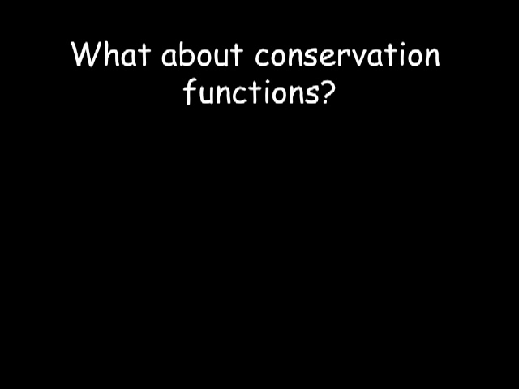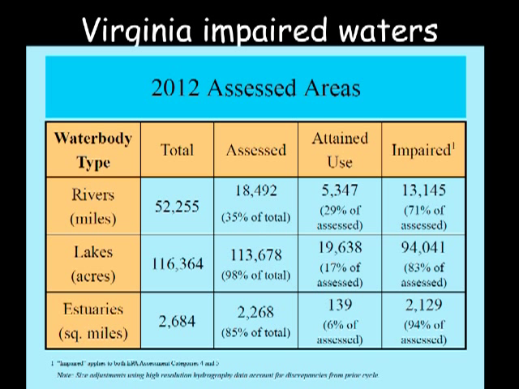What about conservation functions? I mean, I've spent all this time talking about productivity, but many of you are here as agents of change for conservation, and I want to address some of the conservation functions. So I found this the other day on the net. I'm not sure if this report's actually been released yet. I think it was kind of a tentative deal, but they were assessing areas in 2012, looking at impaired waters in Virginia. And so to lay the table, you've got rivers, lakes, or estuaries, and they're measured in miles, acres, or square miles of these water bodies, and they're assessing different numbers of them.